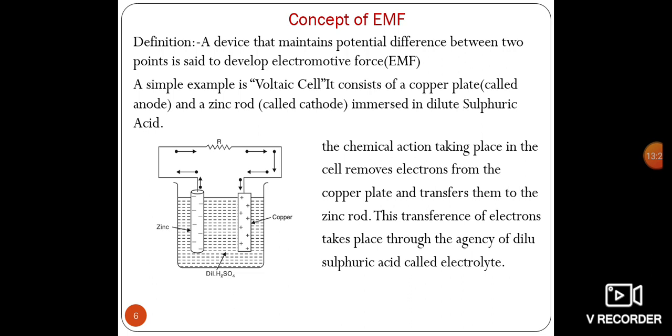So the electrons, or the free electrons, are moved to the zinc electrode, which is the cathode here. So from anode to cathode, through the dilute sulfuric acid, the electrons move from the copper anode to the zinc cathode.